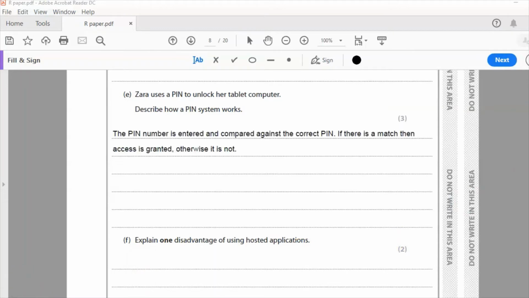A little exam tip here. For this question, what some people did apparently in May 2019 was describe what a PIN is, so it's a unique number for an individual. That's not what the question is asking you to do. It wants to know how it works. So the PIN number is entered and compared against the correct PIN. If there is a match, then access is granted, otherwise it isn't.